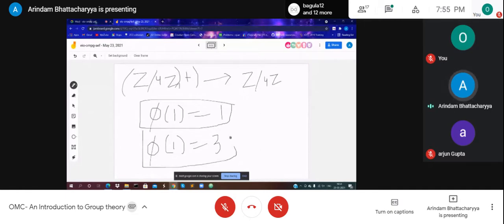So you have two different isomorphisms from Z mod 4Z to Z mod 4Z. Okay, in general, how many isomorphisms are there from Z mod NZ to Z mod NZ?